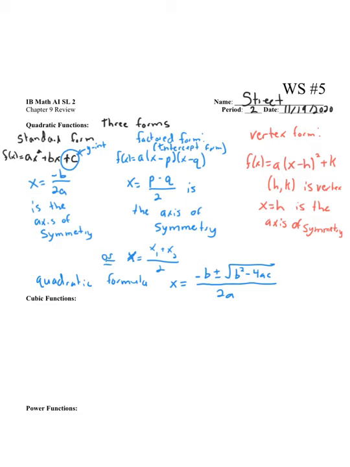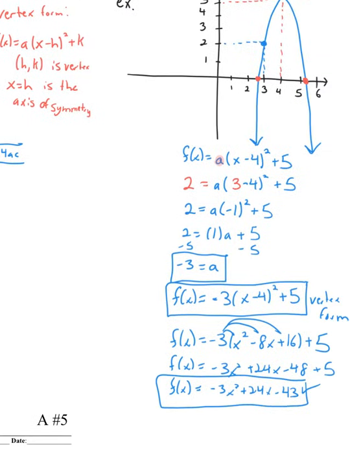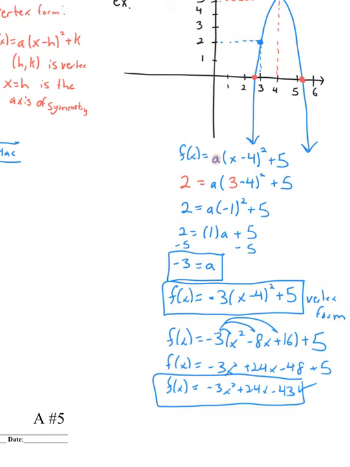Okay. We talked about cubic functions as well, not yesterday, but in this unit. Ax cubed plus bx squared. So a cubic function is going to be of this form. Wait, what did you get for the standard form? For standard form? Oh, sorry. I ended up with negative 3x squared plus 24x minus 43. Okay, good. Thanks.